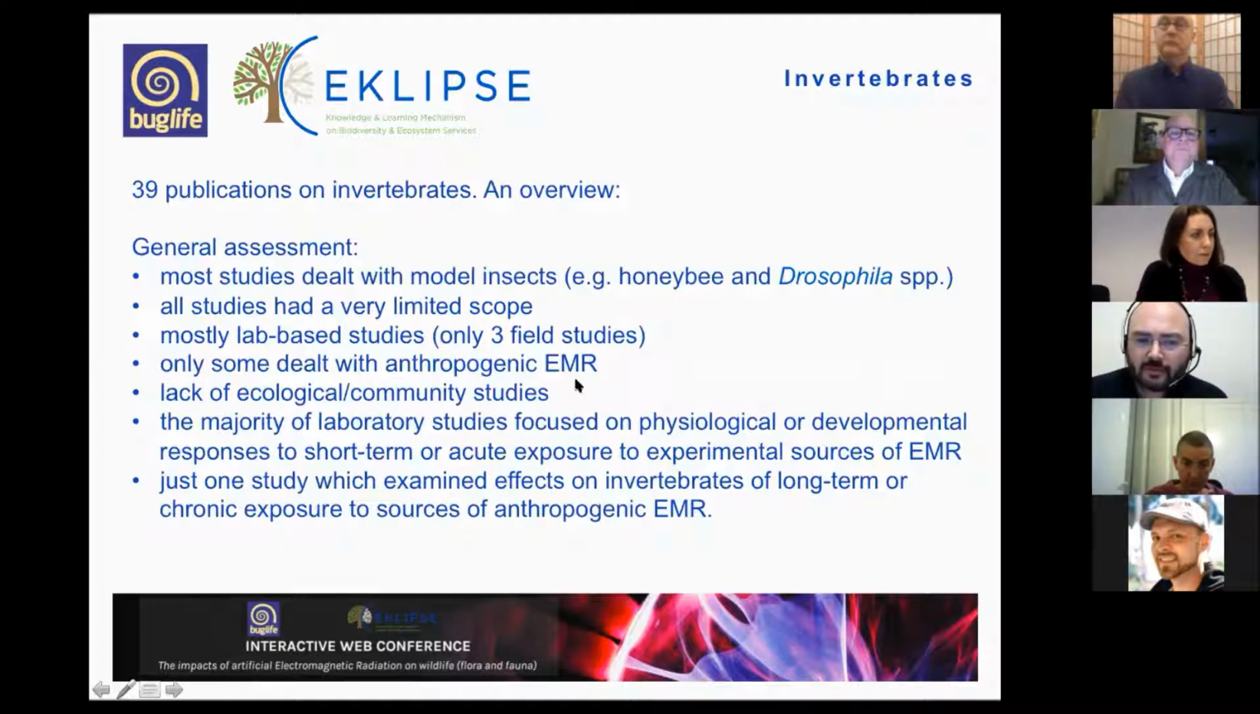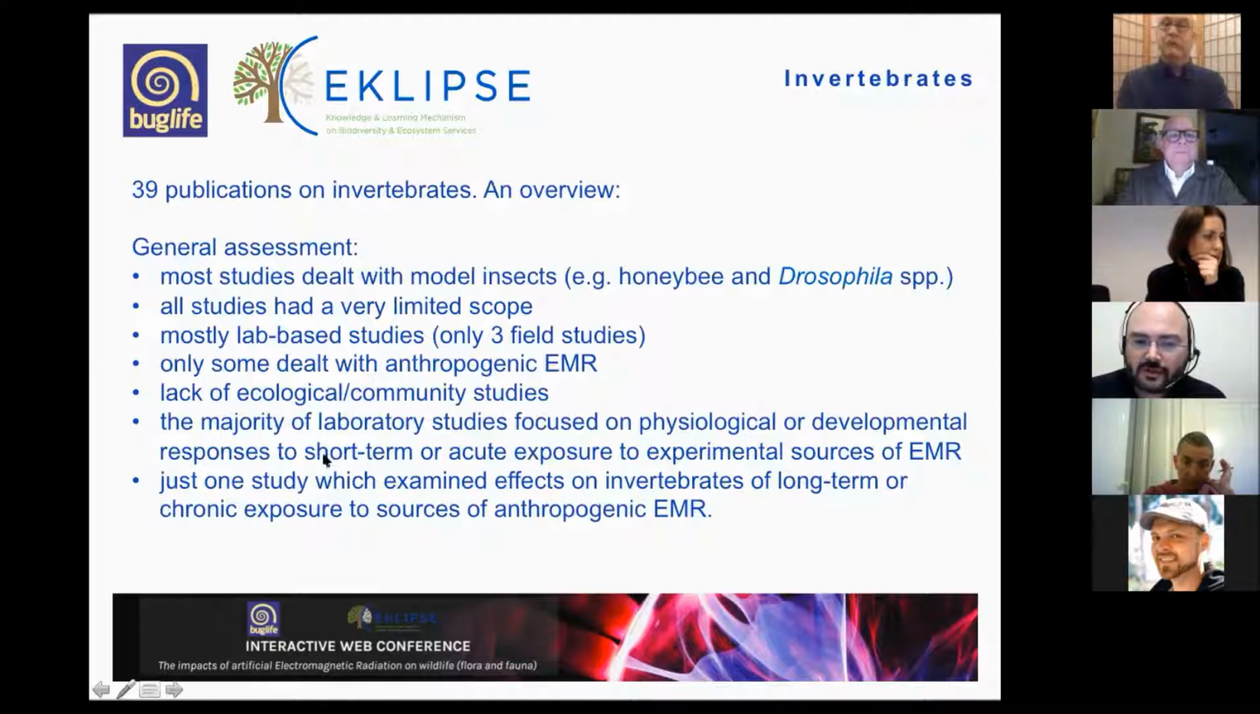We found that there was almost complete lack of ecological community studies. It's just one community study that is worth mentioning here out of those 39. The majority of the laboratory studies focused on some physiological or developmental aspects of the specific model invertebrate that was used. Mostly insects, just 1 or 2 studies on crustaceans, but mostly the invertebrates are actually covered by the insects only.